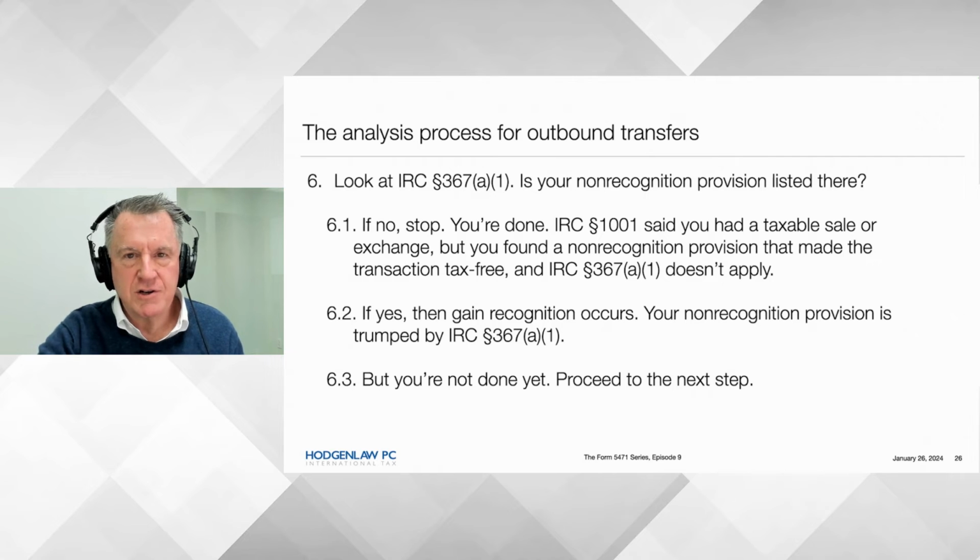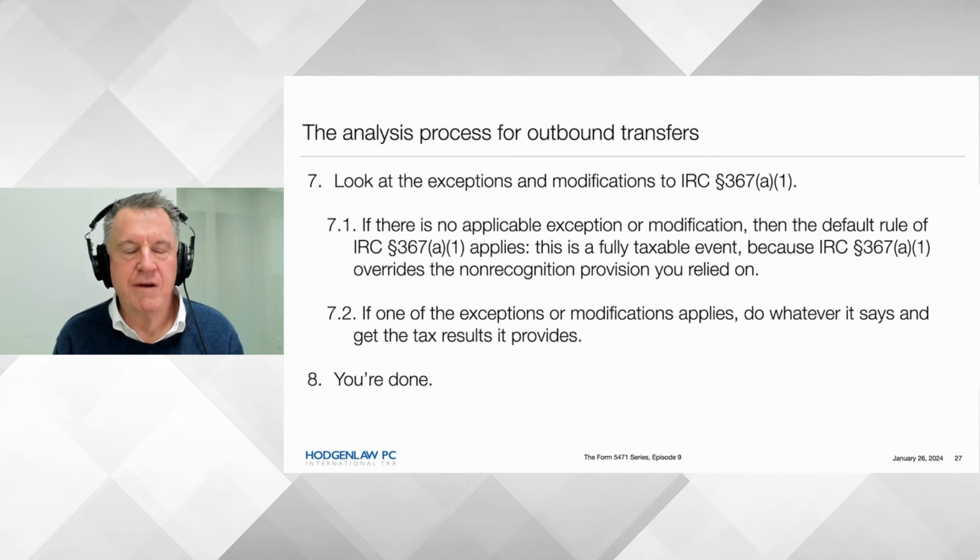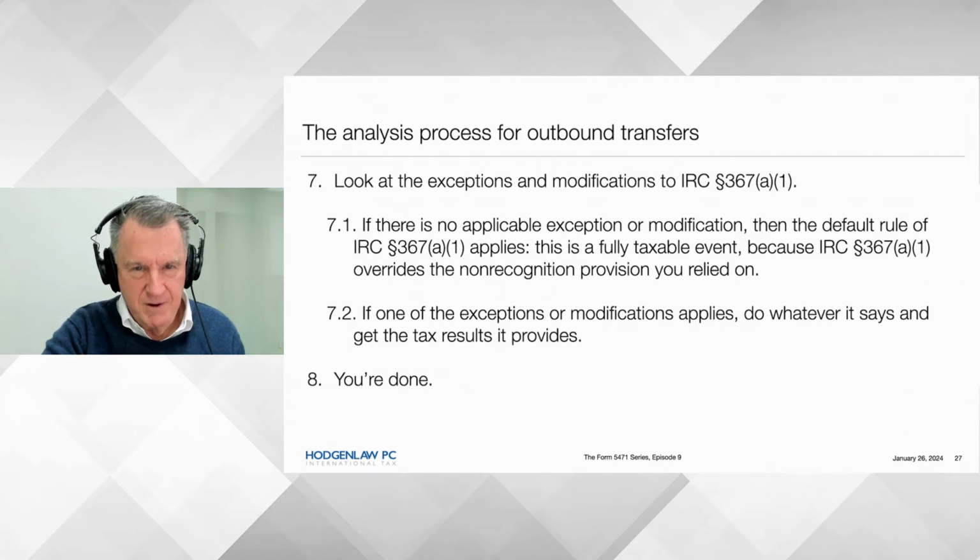But even though we're at that and we say, okay, 367(a)(1) tells me I'm going to have gain recognition on this outbound transfer of assets, we're not done yet because there are some exceptions and modifications in 367(a)(1). And you're going to look to those and say, is there anything that makes it a little bit less bad or at least different? And once you've gone through the modifications, then you're done with your understanding whether you've got a taxable or non-taxable event.